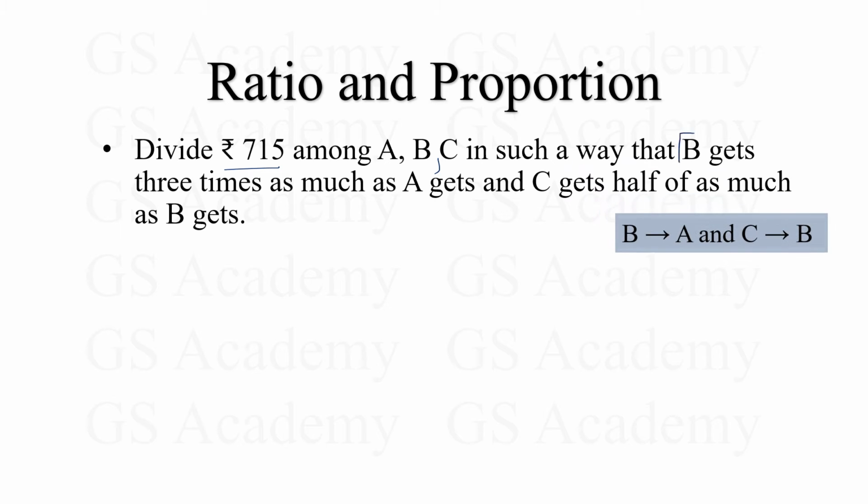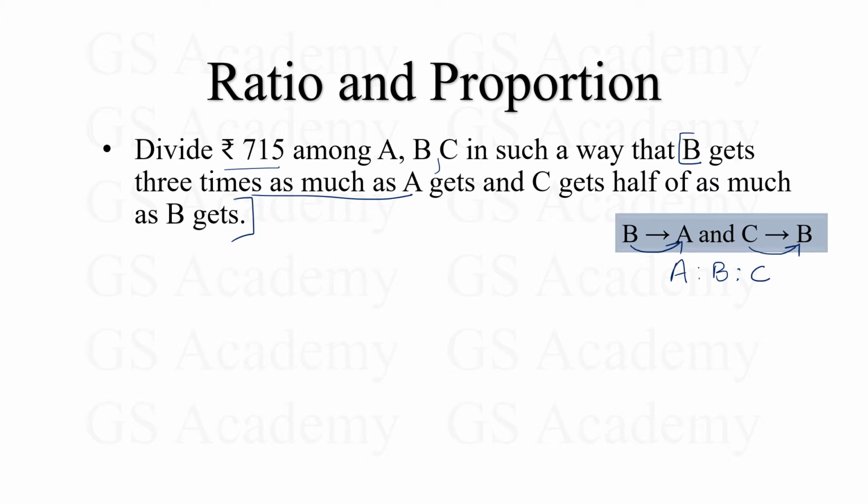So if we just focus on this part of the question, we will take the ratios as A is to B is to C. So B gets 3 times as much as A gets. So that means, from this statement, B is dependent on A, and C gets half as much as B gets. So that means C is dependent on B.